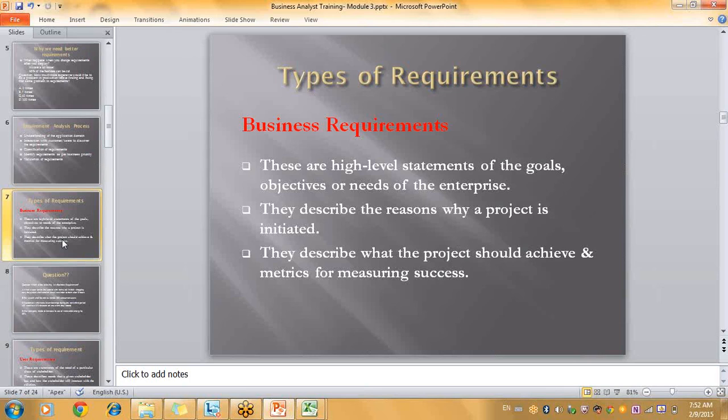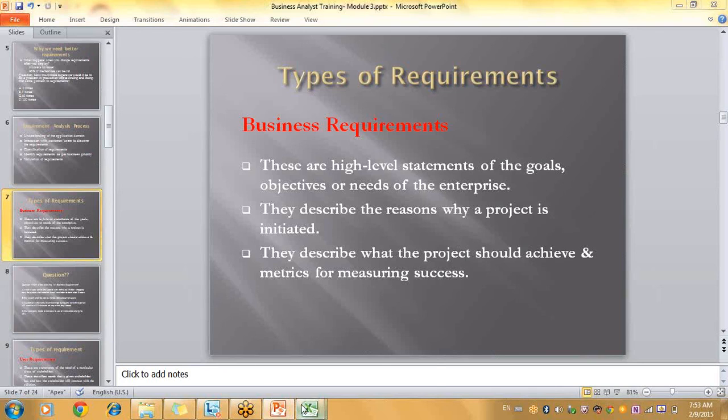Now, they describe the reason why a project is initiated, right? Why does the need for a mobile application arise? Why do they want a mobile application? Because they have a business requirement wherein they want the users to use the application from the customer side itself. Then they describe what the project should achieve and the metrics for measuring success. What should my project deliver, and how do I measure my success? So all these are business requirements, high-level business requirements.